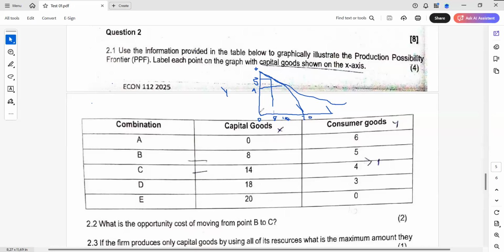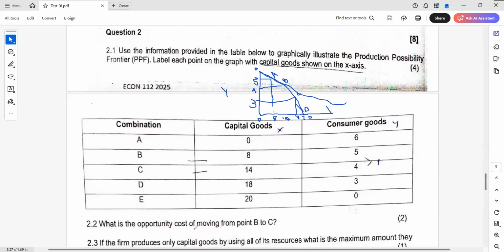And then if there are 20 here, the consumer good is 0. 0 is here. Okay, let me just do 18. 18 is here. And then the consumer good is 3, so you just go up. Then your 3 is here. Right. And then you label this one A. This is combination A. This is combination B. This is combination C. This is combination D.